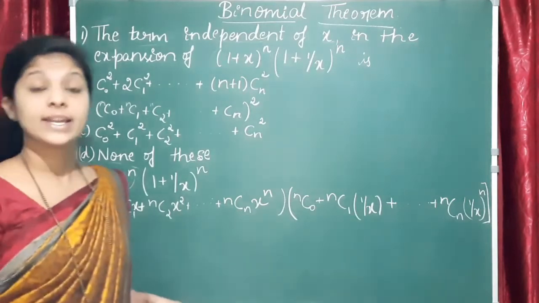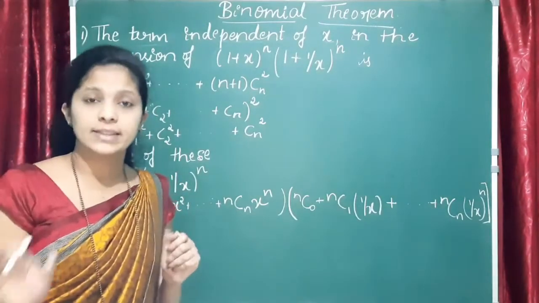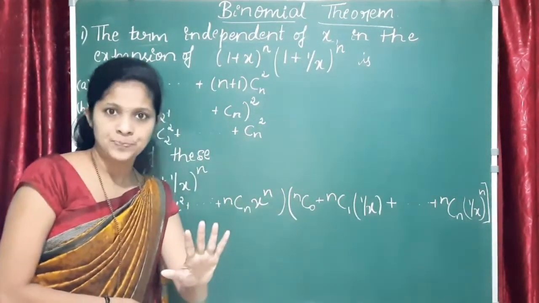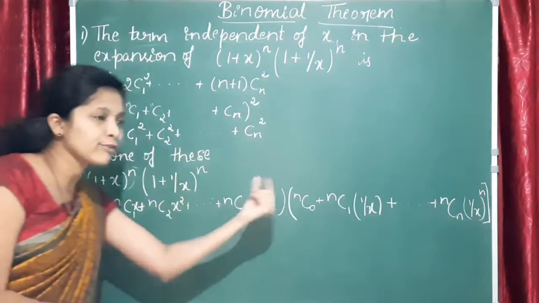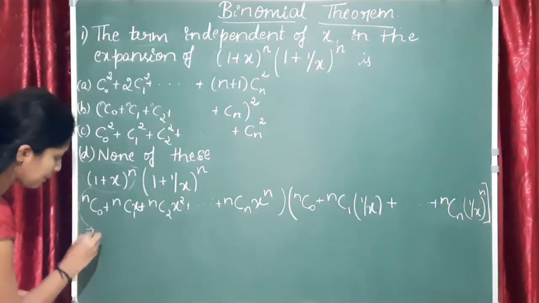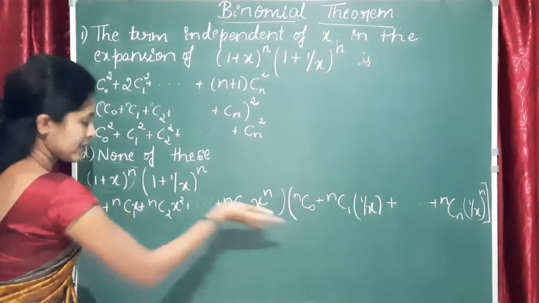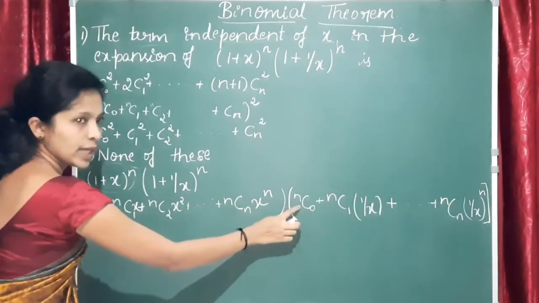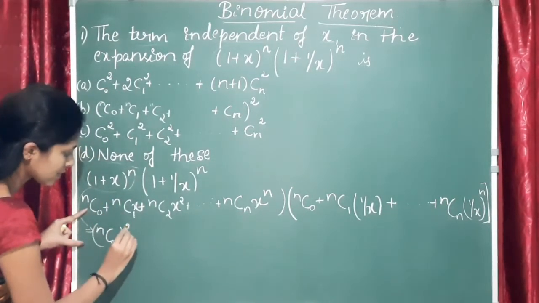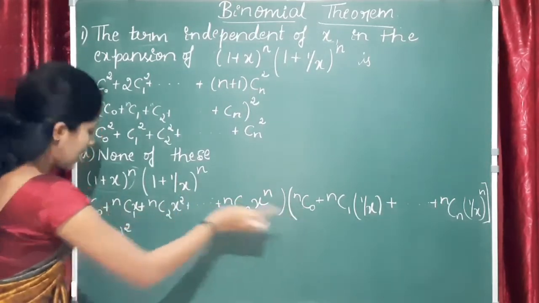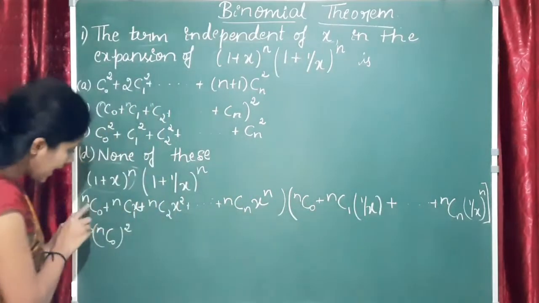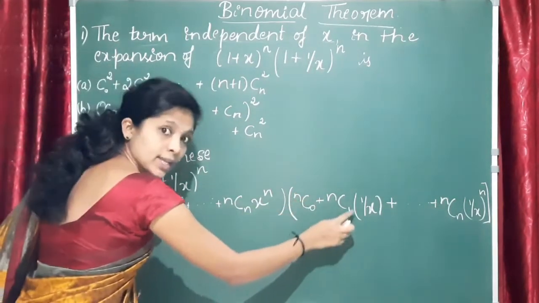Now what do we have to find? The term independent of x, that means x should not be there. These two expansions are multiplied, so each and every element I have to multiply. Just check here. If I multiply the first element with the first element, NC0 into NC0, it will be NC0 whole square. Next, if I multiply the first term with the second term, I'll get NC0 NC1, 1 by x.